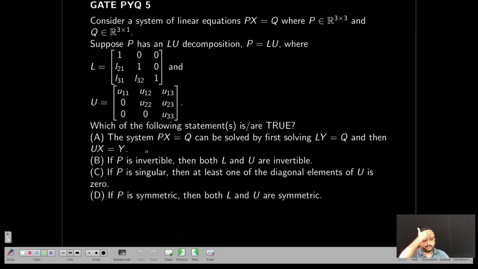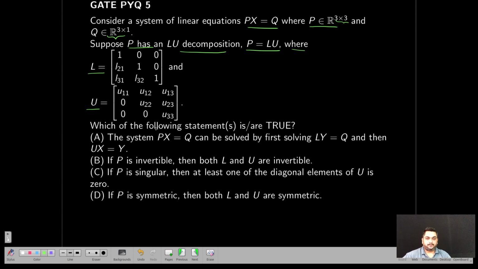Next, consider the system of linear equations Px = Q, where P is a 3×3 matrix with all elements in the real domain and Q is a 3×1 matrix. Now, suppose P has an LU decomposition and is written as P = L U, where L is given like this, and the upper triangular matrix U is given like this. So this is basically the LU decomposition.